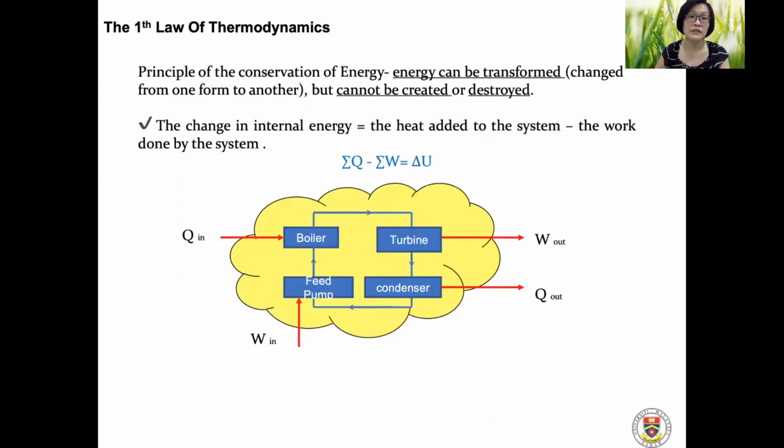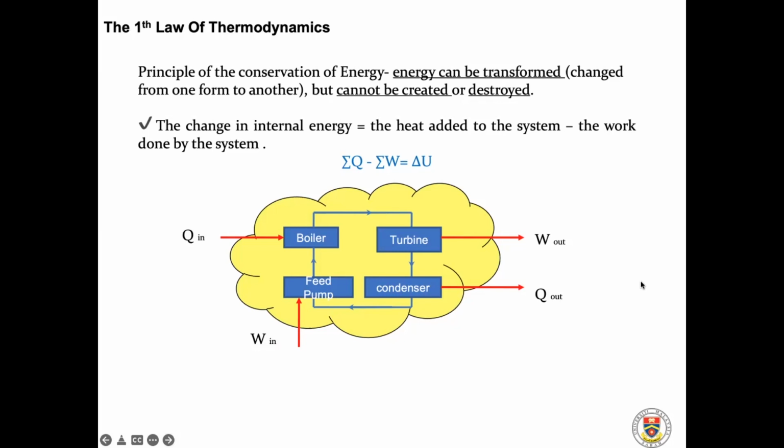So for the first law of thermodynamics, I'm sure all of you can memorize it. It is the principle of conservation of energy: energy can be transformed, changed from one form to another, but cannot be created or destroyed. So this is about the changes. The change in internal energy of a system is equal to the heat added to the system minus the work done by the system.